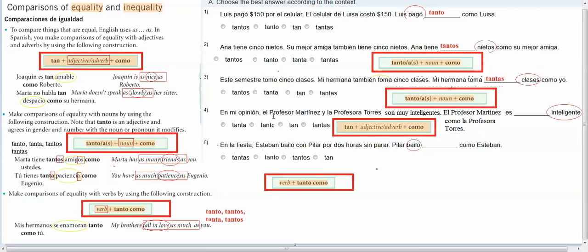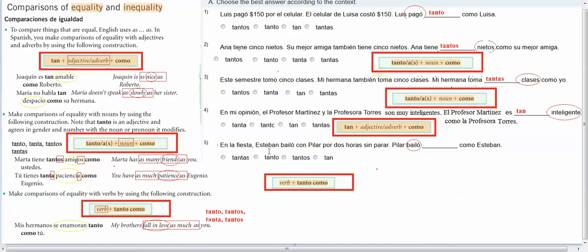En mi opinión, el profesor Martínez y la profesora Torres son muy inteligentes. El profesor Martínez es blank inteligente como la profesora Torres. So what we're comparing is their intelligence, which is an adjective. So you would use tan, adjective, como. What we're missing is simply tan here. Es tan inteligente como la profesora Torres.